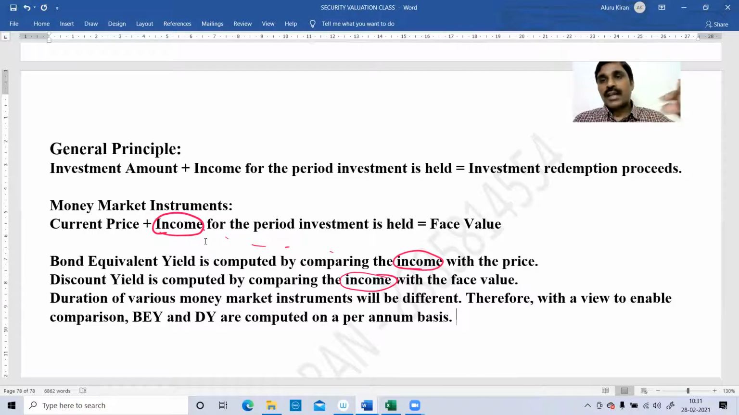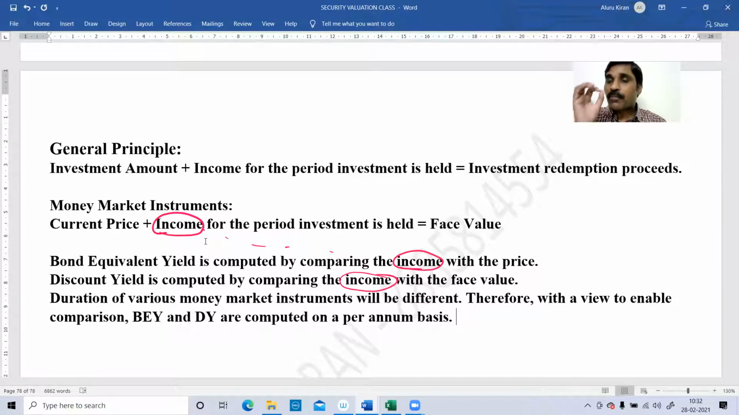So 45 days income I cannot compare with 90 days. Therefore 45 days income I have to convert into per annum, and 90 days income also into per annum. Then on a per annum basis I can make the comparison. Now both are on a per annum basis, so I can compare because both are on equal footing. That is the important point.